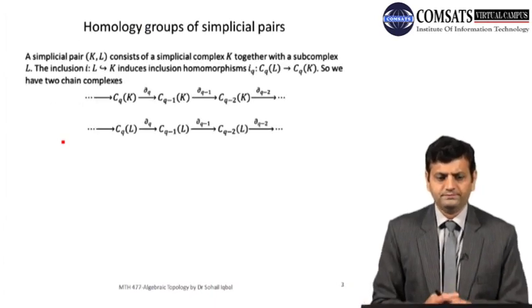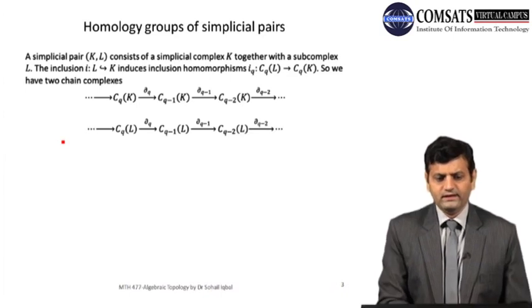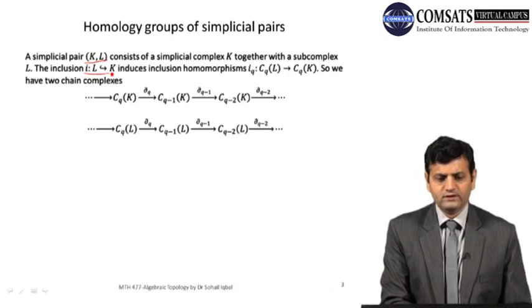So what is a simplicial pair? We know what is a simplicial complex. A simplicial pair consists of a simplicial complex K together with a subcomplex L. Okay, so that's what it means. A simplicial complex with a subcomplex. The inclusion I, because we are saying that this L is a subcomplex of K. In other words, every element of L is an element of K.